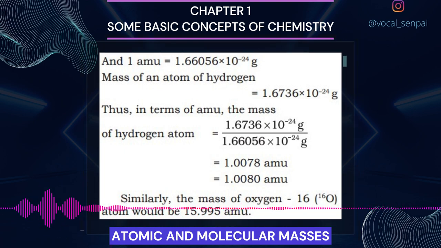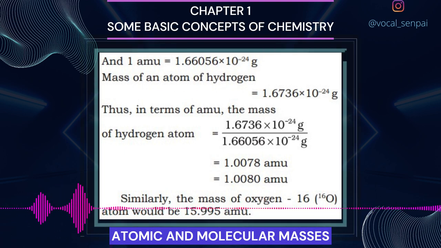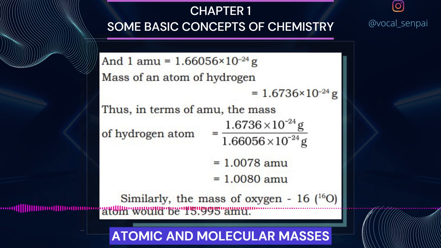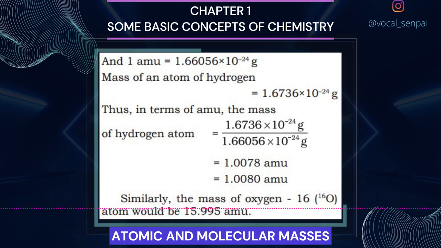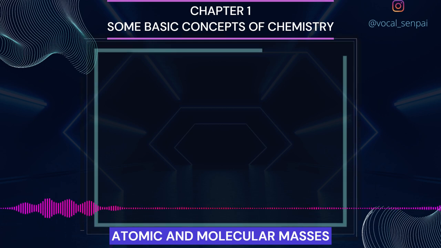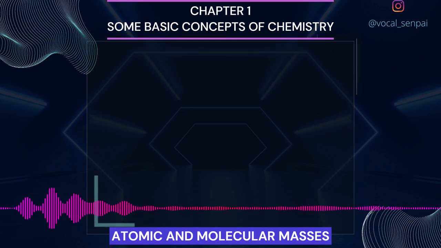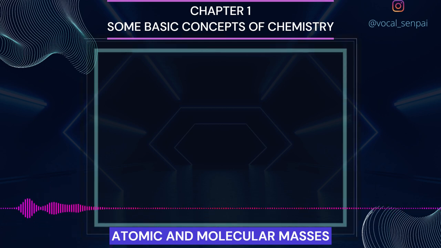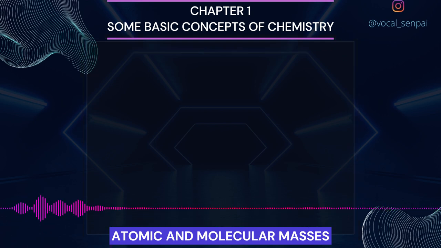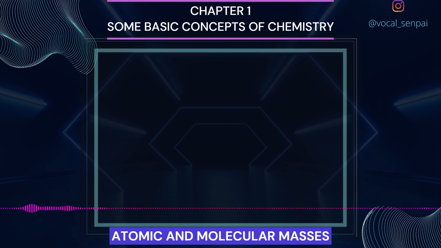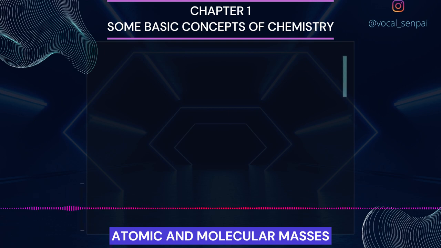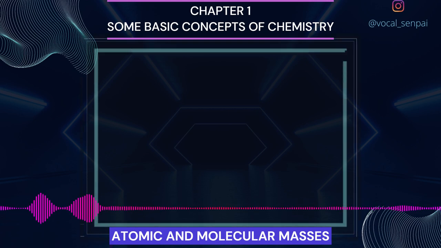One atomic mass unit is defined as a mass exactly equal to 1/12 of the mass of one carbon-12 atom. At present, amu has been replaced by u, which is known as unified mass. When we use atomic masses of elements in calculations, we actually use average atomic masses of elements, which are explained below. Average atomic mass.